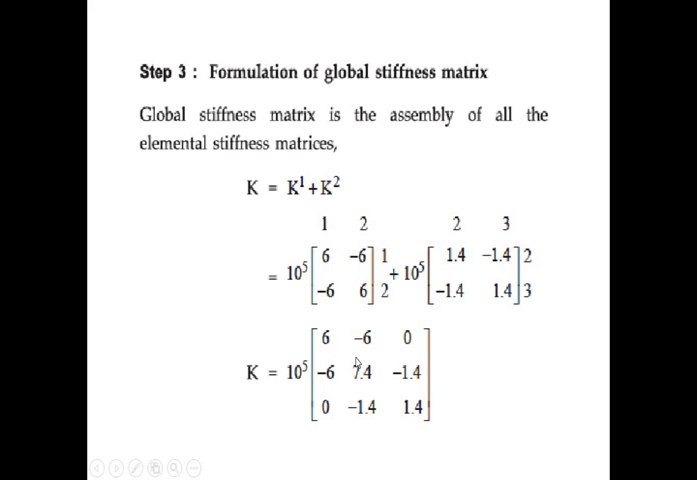For example, I will explain this 7.4. This represents column number 2 and row number 2. In the first matrix, column 2, row 2 is 6, and in the second matrix, column 2, row 2 is 1.4. So 6 plus 1.4 is 7.4. In the same way, the rest of the elements of the global stiffness matrix are calculated.